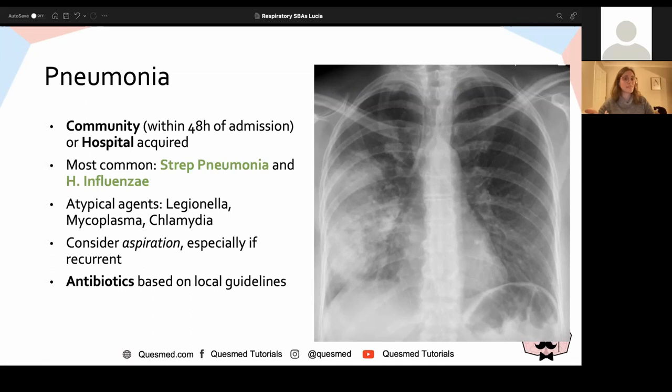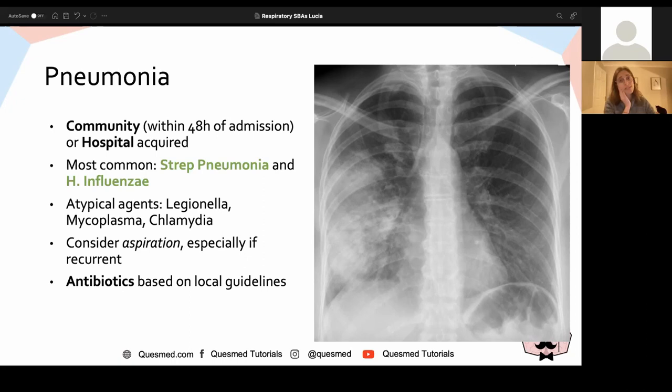Now, the most common pathogens in adults, at least, are Streptococcus pneumoniae and Haemophilus influenzae. There are some weird and wondrous ones that it's worth knowing about, really for exam reasons, which are Legionella, Mycoplasma, and Chlamydia. Usually, if a patient is not responding to the first line antibiotics, until you have a culture, you might start thinking that this is an atypical pneumonia, especially if they have features that are not consistent with normal pneumonia.